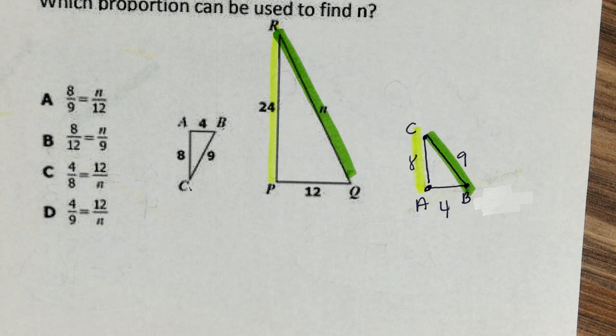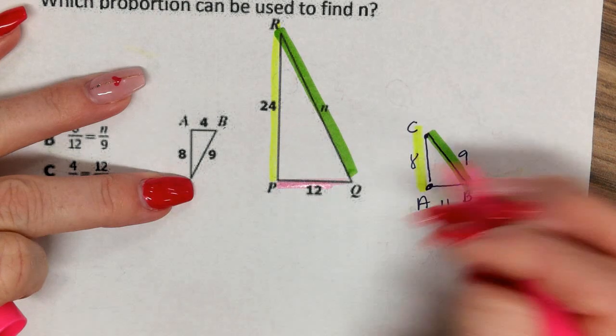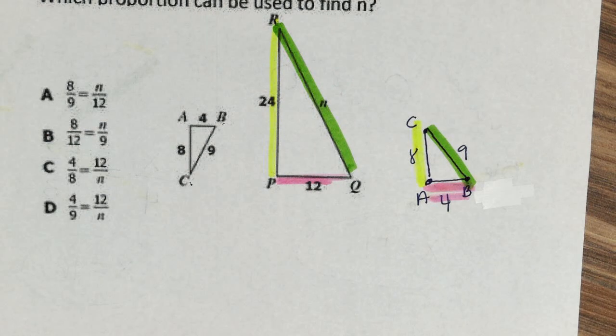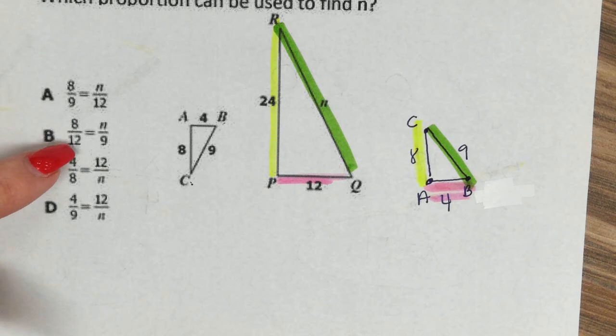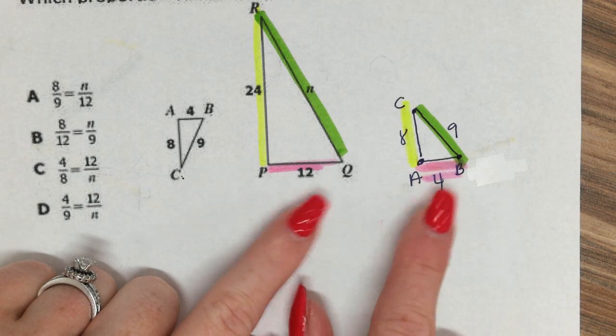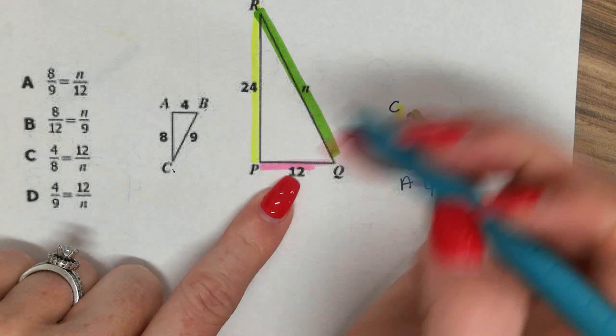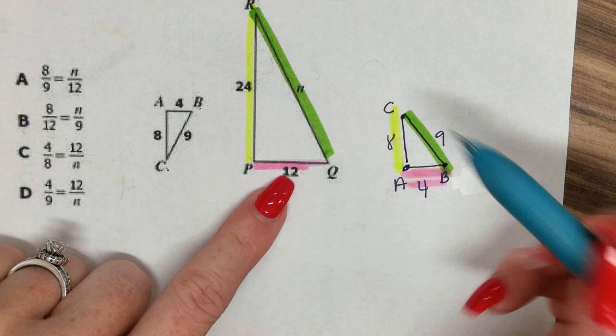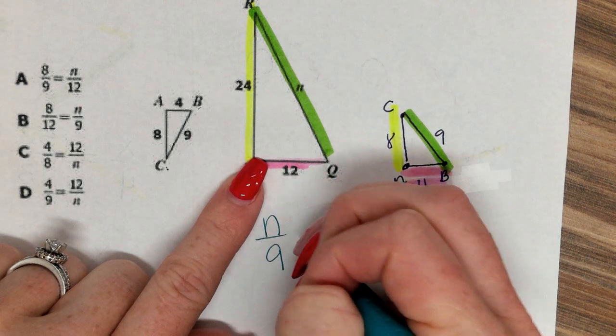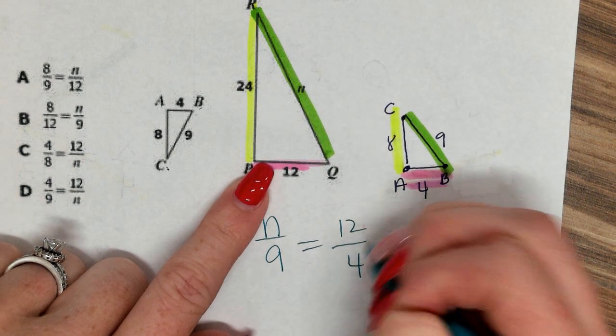Now here's the problem. They also used this one. So actually I got to go see which one they used. I know they used N and 9, but did they use 4 and 12 or did they use the 24? I'm thinking they use the 12, so I need to use the pink side with the green side. Make sense? All right, so I'm going to write it. You write it however you want. I'm going to do n over 9 equals 12 over 4.